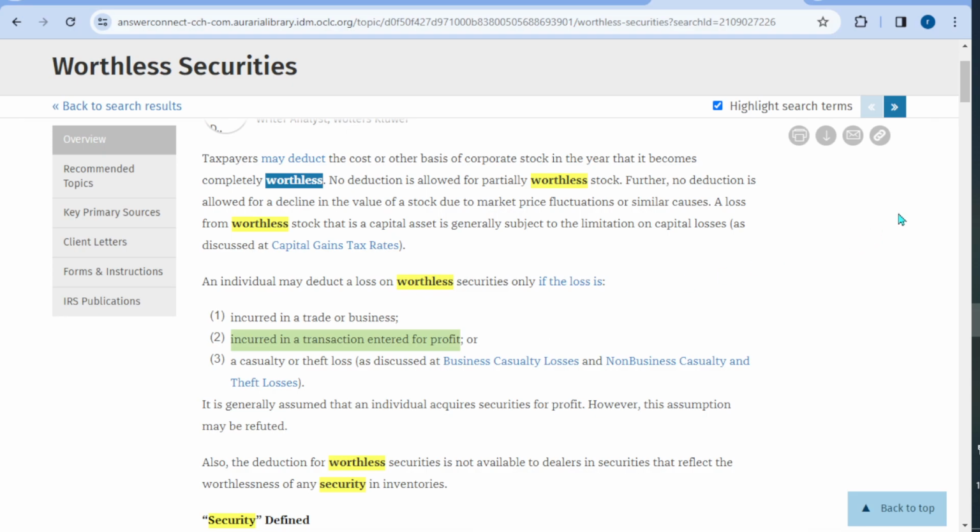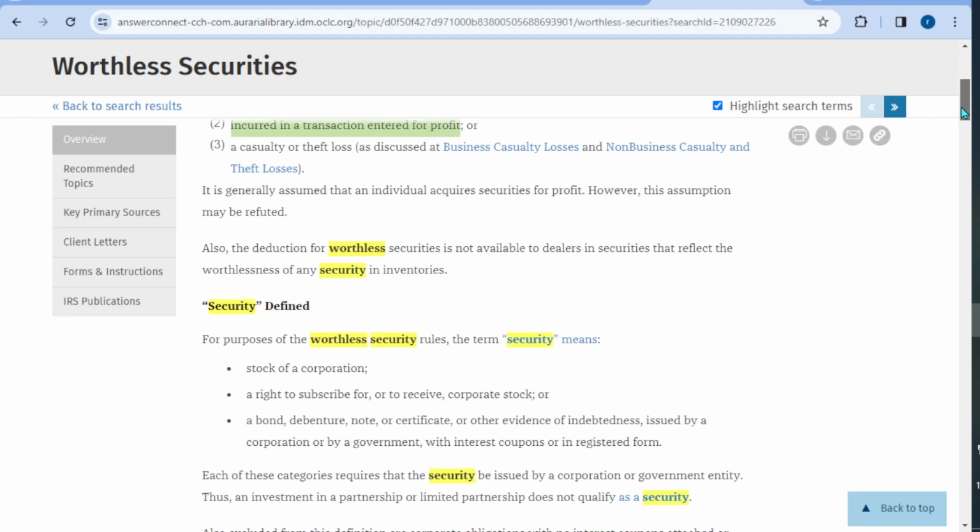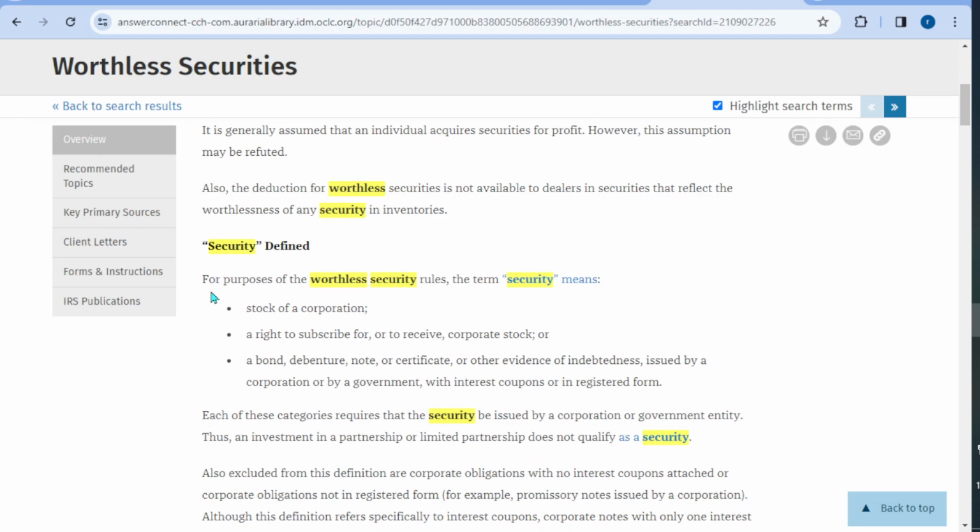So now they're going to go ahead and define what a security is. It says right here, for the purpose of worthless security rules, the term security means, and they give us a list, and the first one is going to apply to us: stock of a corporation. Bed Bath & Beyond was a corporation. So therefore, this is a worthless security.